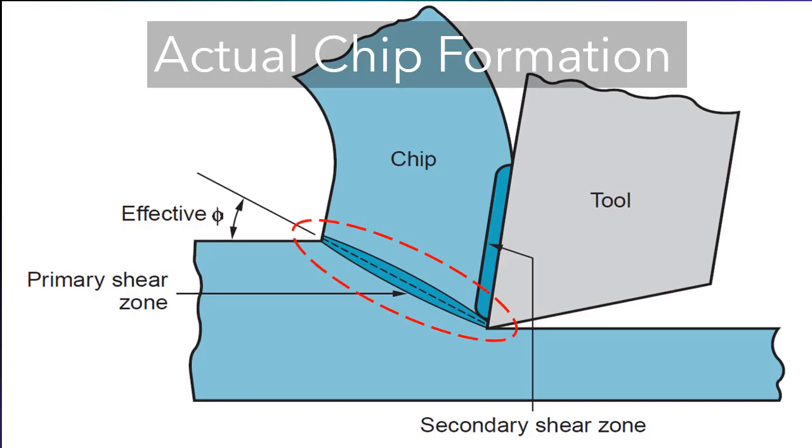In addition to the shear deformation that occurs in the shear zone, another shearing action occurs in the chip after it has been formed. This additional shear is referred to as secondary shear, to distinguish it from the primary shear. The secondary shear results from the friction between the chip and the tool as the chip slides along the rake face of the tool. Its effects increase with increased friction between the tool and the chip.